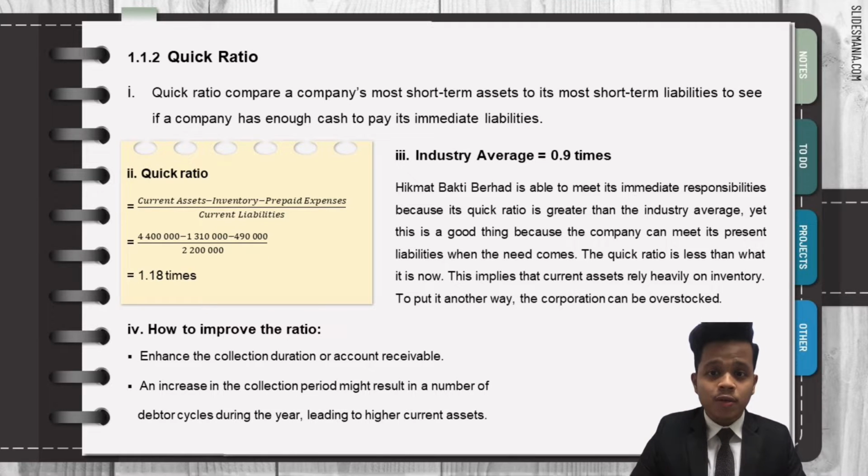Okay, quick ratio compares a company's most short-term assets to its most short-term liabilities to see if a company has enough cash to pay its immediate liabilities. The formula is current assets minus inventory minus prepaid expenses, divided by current liabilities. So 4,400,000 minus 1,210,000 minus 490,000 divided by 2,200,000 and the answer is 1.18 times. So Bati Berhad is able to meet its immediate liabilities because the quick ratio is greater than the industry average. The company may enhance the collection duration of accounts receivable to improve the quick ratio.